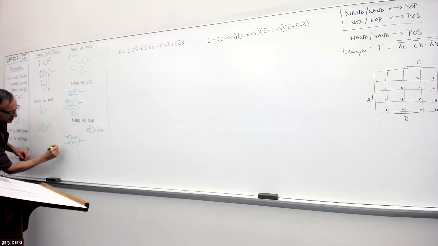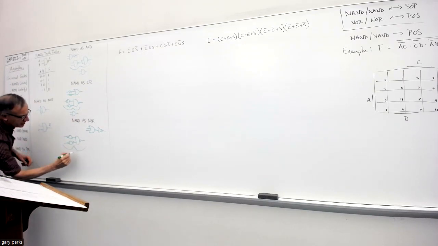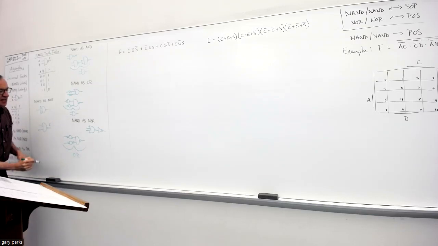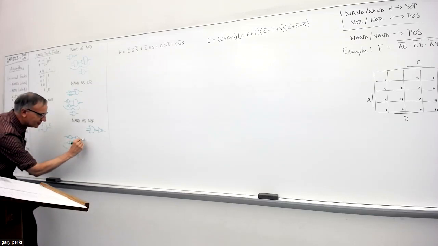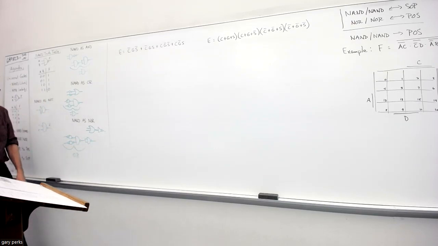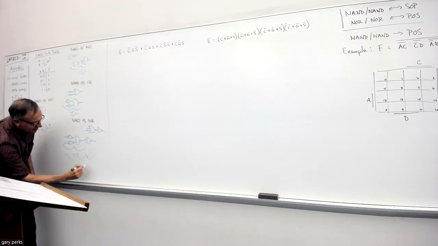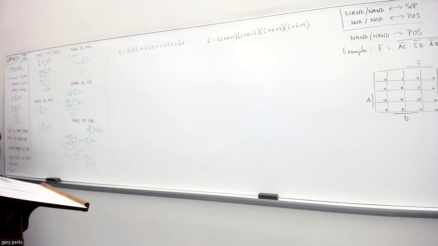Because this is an OR. And now if I put another inverter on the output of that, this is a NOR. So you can see it would take 4 NAND gates to make a NOR. Okay, so any questions up to this point?